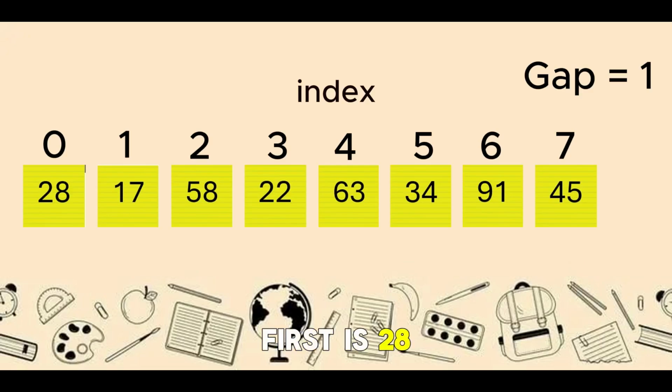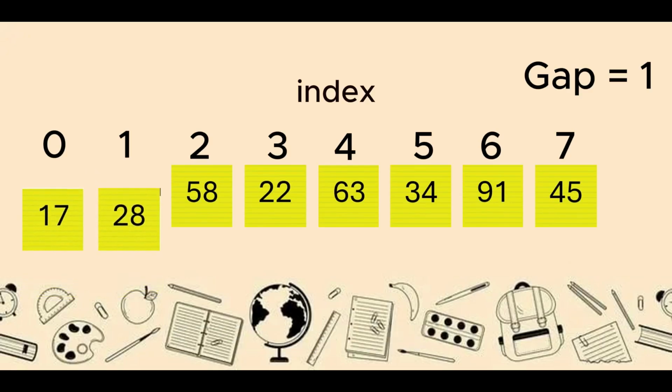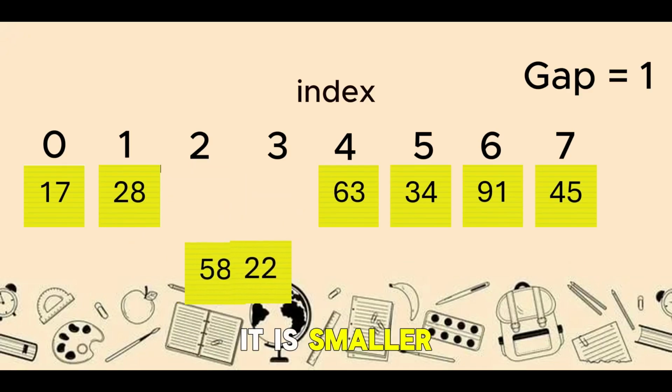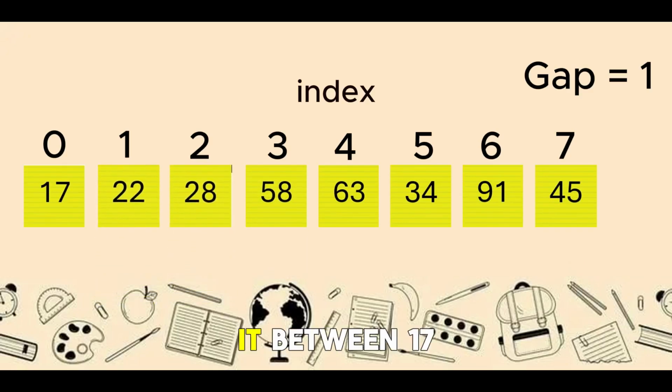First is 28. It's the first element, so it stays where it is. Next is 17. 17 is smaller than 28, so we move it to the front. Now is 58. It is already larger than both 17 and 28, so nothing changes. Next, 22. It is smaller than 58 but larger than 17, so we place it between 17 and 28.